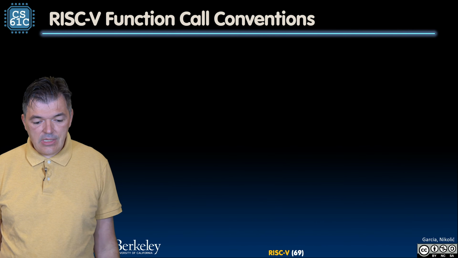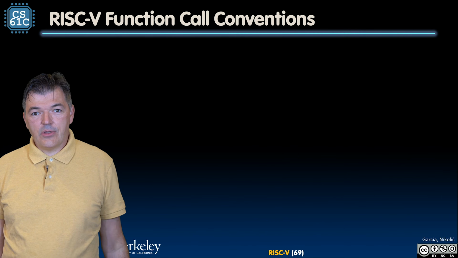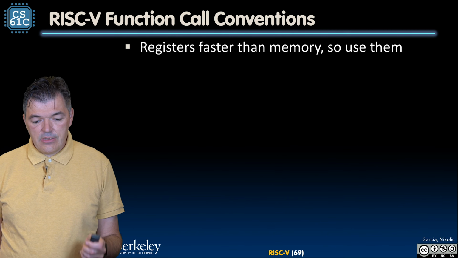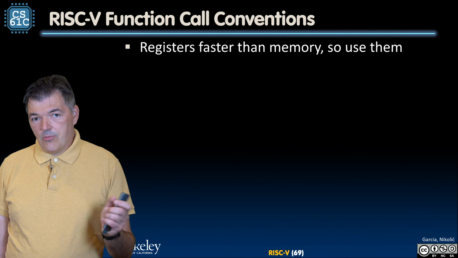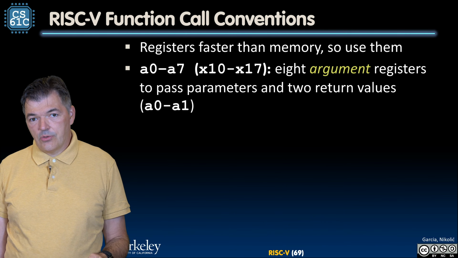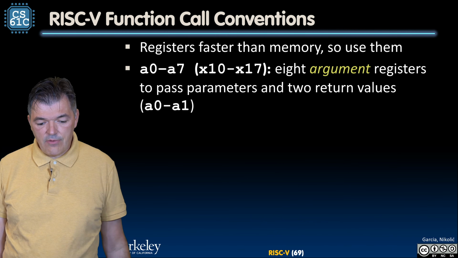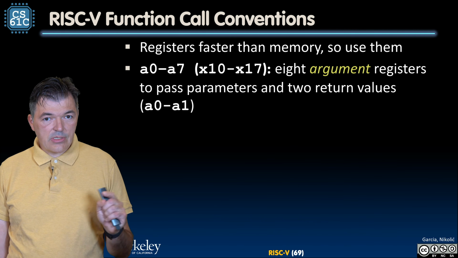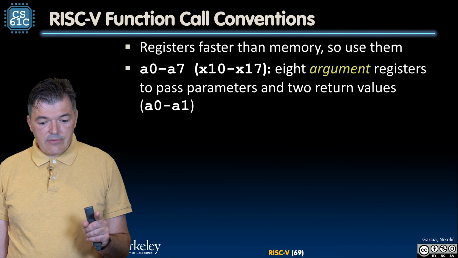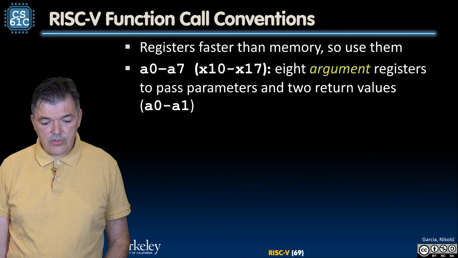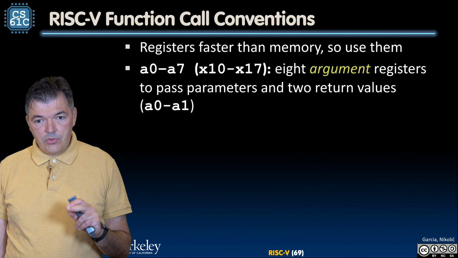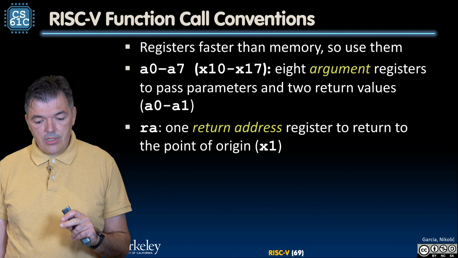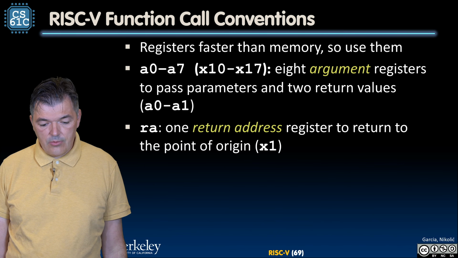All right, let's take a look at what the RISC-V calling conventions are. They're fairly straightforward. First, we would like to use registers because they're faster than memory. We don't want to always have to go to the memory to pass the values. So we are going to be using registers X10 to X17 as 8 argument registers. They'll be labeled A0 to A7. And 2 of them are going to be holding the return values, A0 and A1.